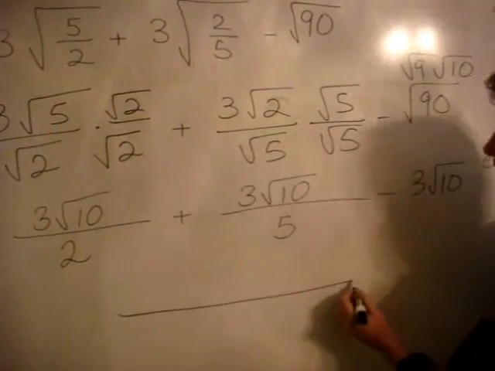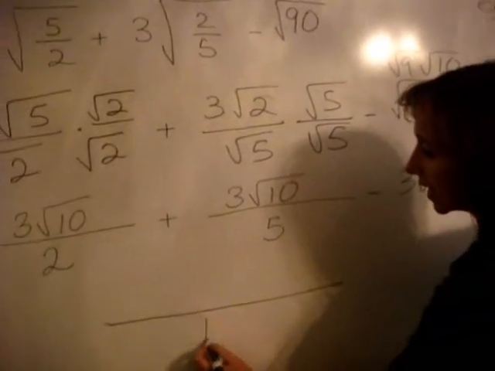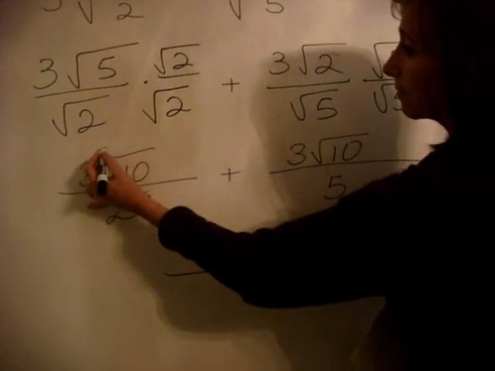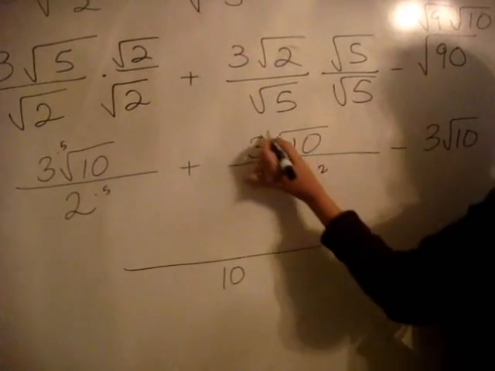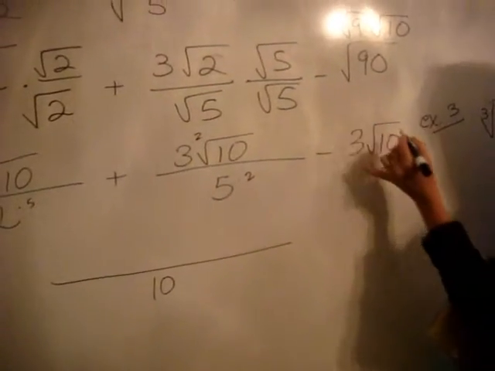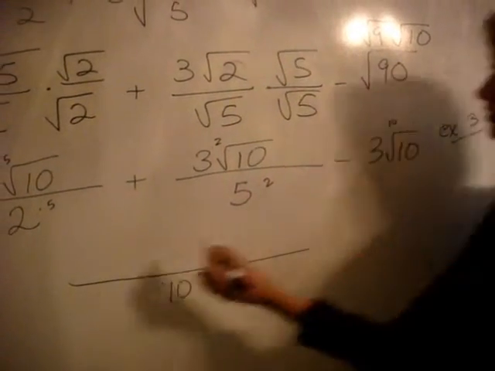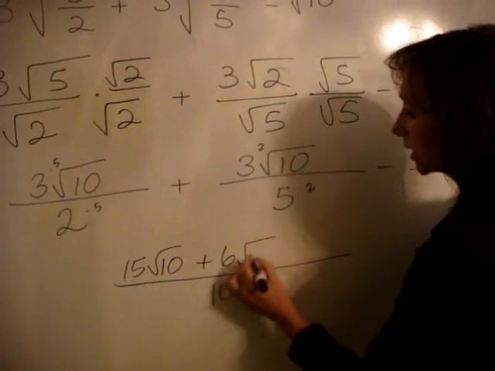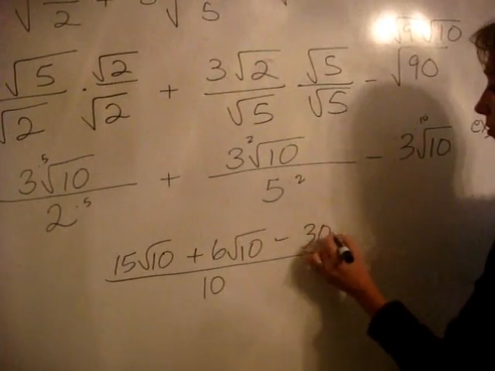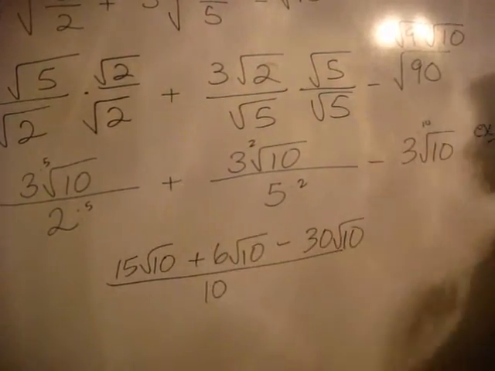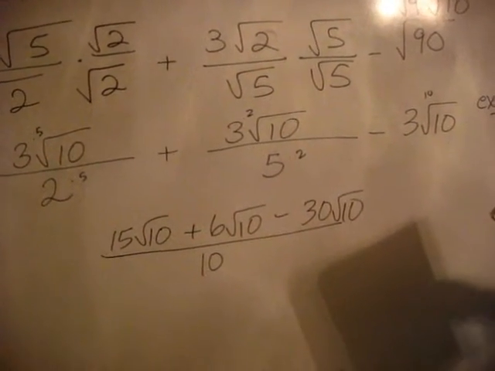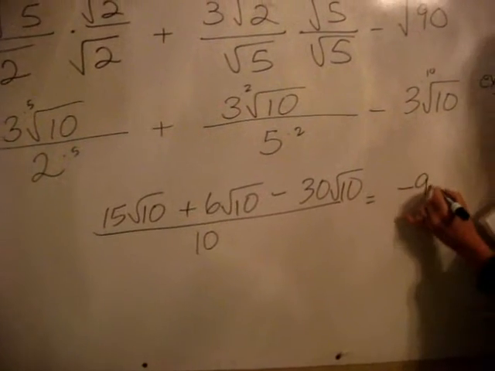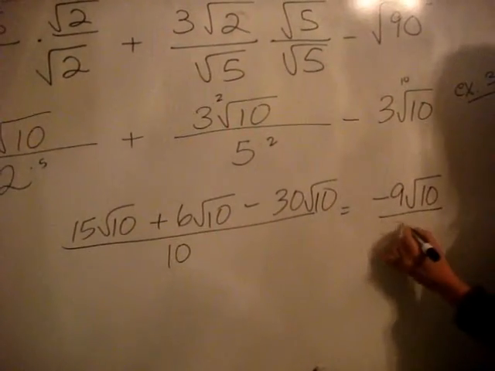So we find the common denominator, and we can see that that's 10. So we need to multiply this one, top and bottom, by 5. This one, top and bottom, by 2. And this one by 10. So we're going to get 15 square root of 10 plus 6 square root of 10 minus 30 square root of 10. Since they're all square root of 10s, they're basically like terms, so we can add those all together, and we get a final answer of minus 9 square root of 10 over 10.